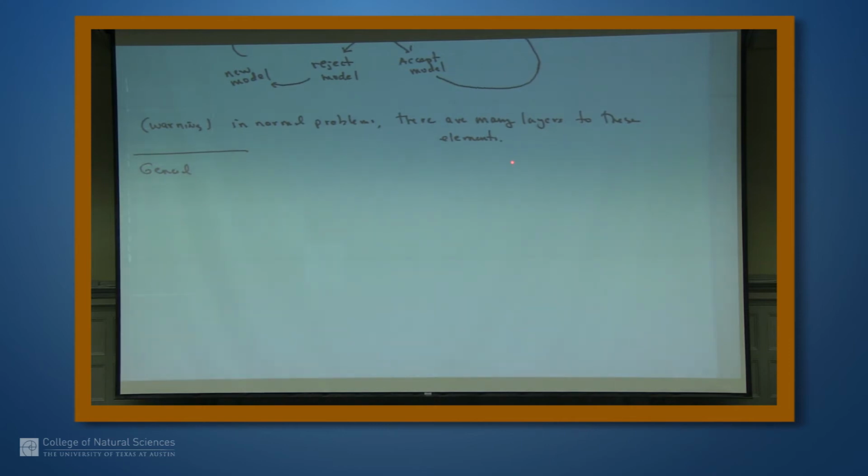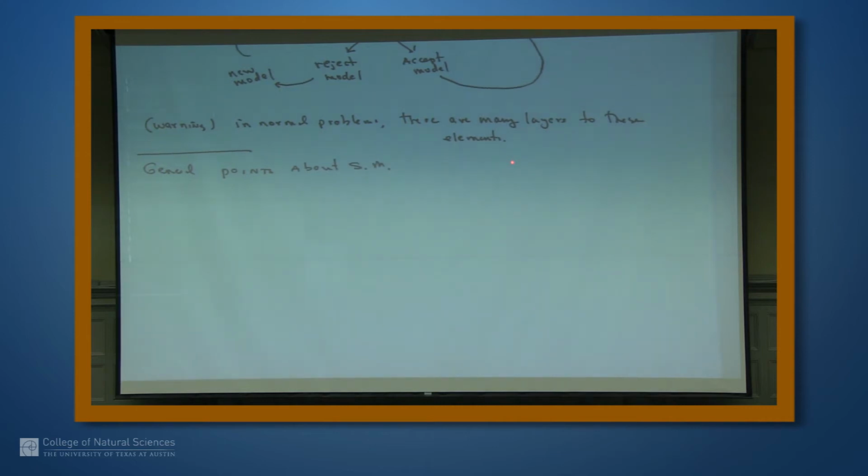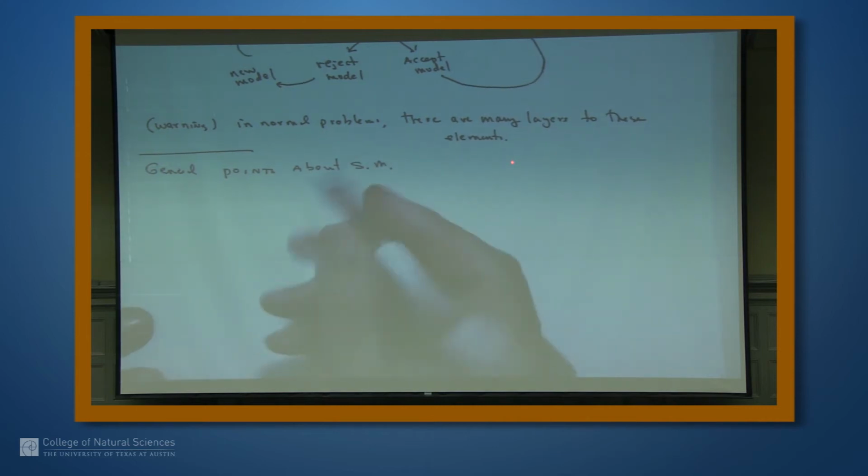But there are certain things that we also do automatically that we shouldn't do. And so that's why we're going to spend a semester talking about the scientific method. So, general points about the scientific method. I actually have 3, but there'll be explanations under each of them.